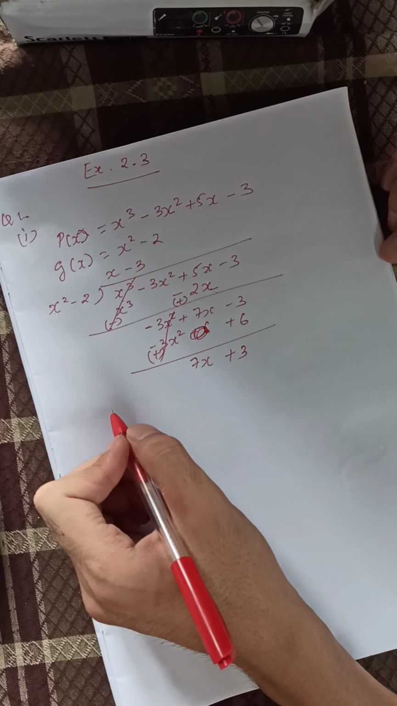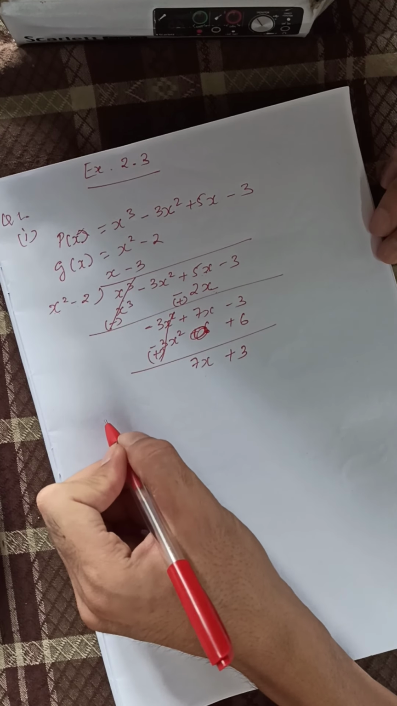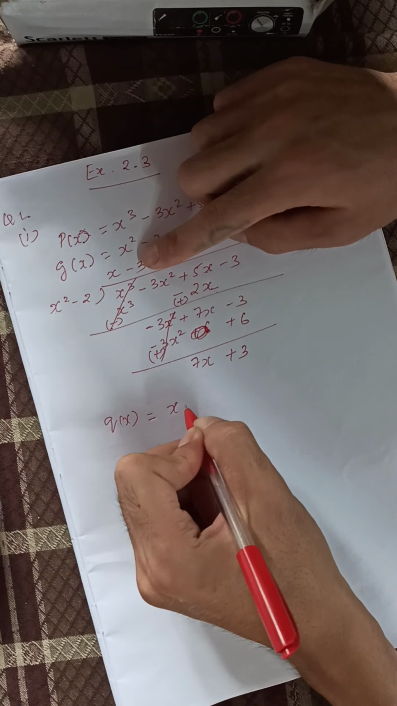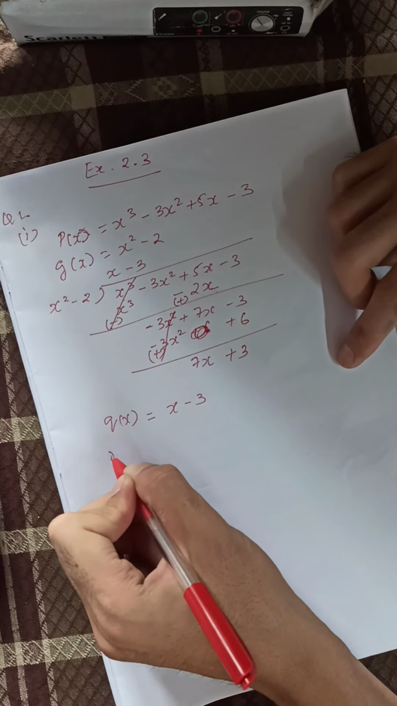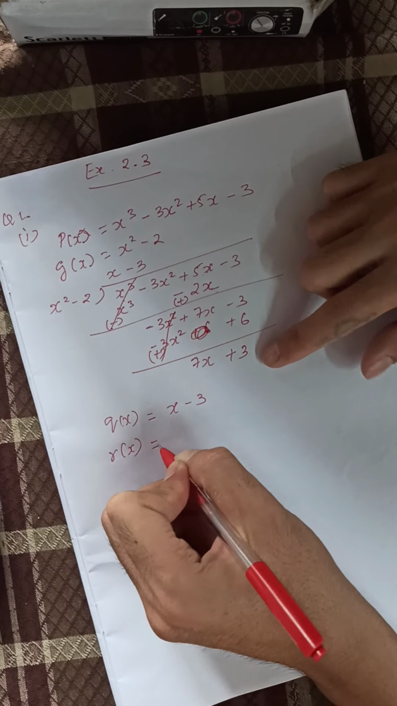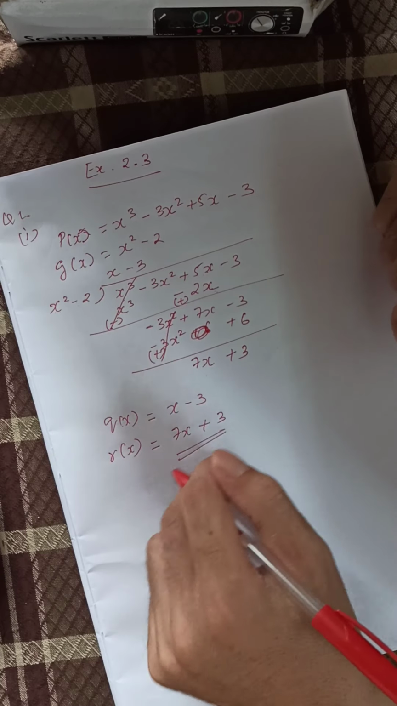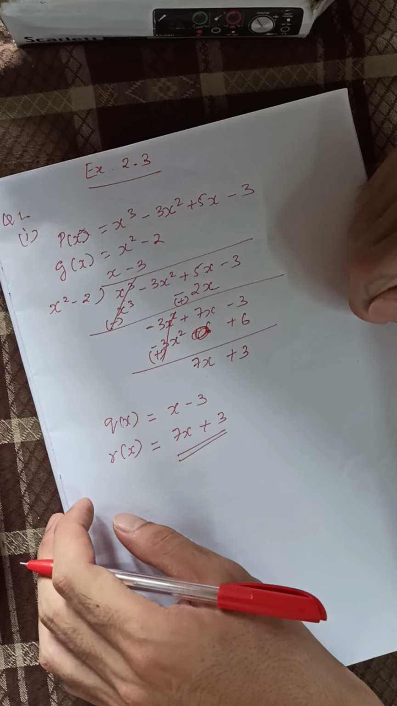So here we are going to find the quotient and remainder. The quotient q(x), how much is the quotient? x minus 3. And the remainder r(x), how much is the remainder? 7x plus 3. That's how we find the quotient and remainder in this exercise.